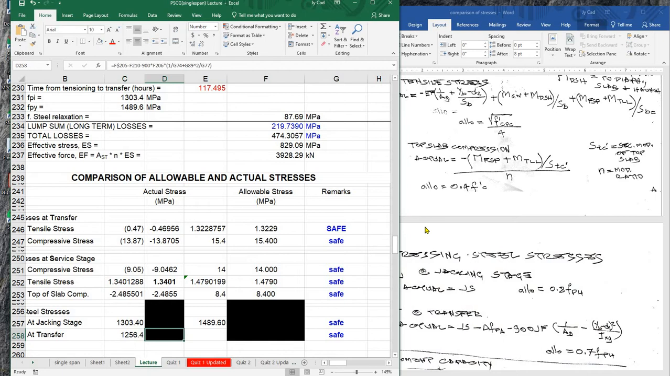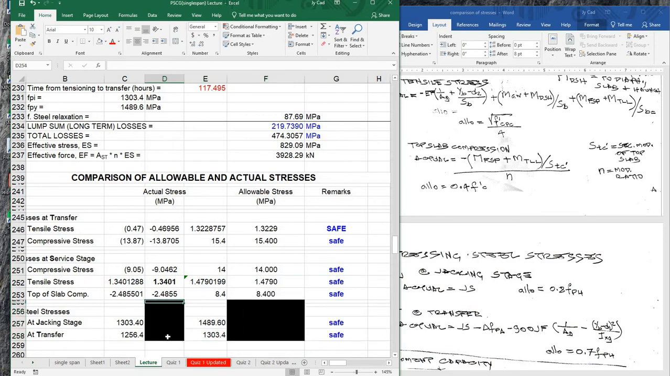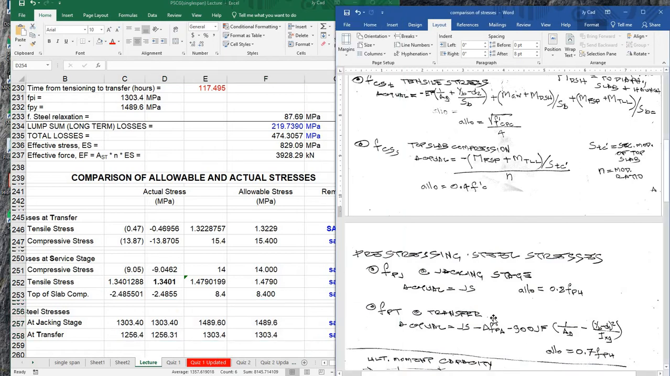Tapos, the allowable is 70% of FPU. And that is G15, no? So that is 0.7 times G15. Okay, so let's uncover and check if it is correct. Yan. Okay? So, ibig sabihin yan, correct yung ating equations.